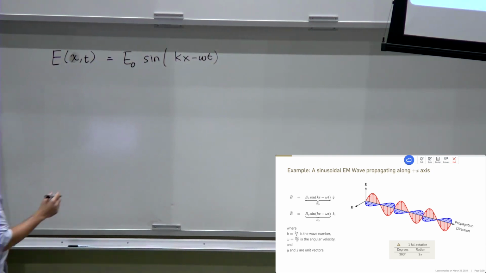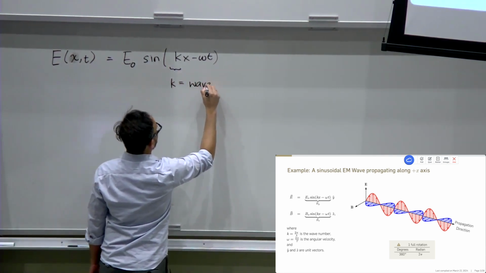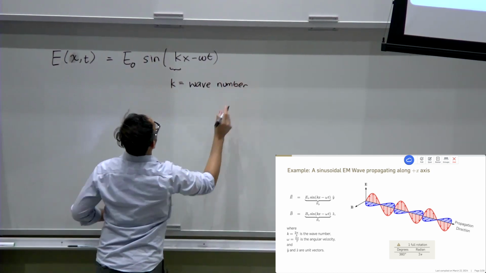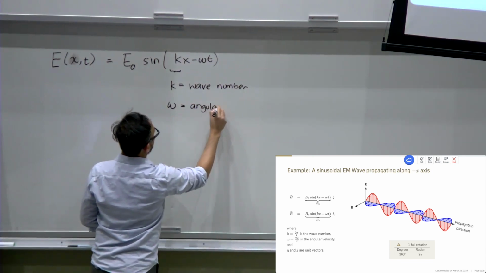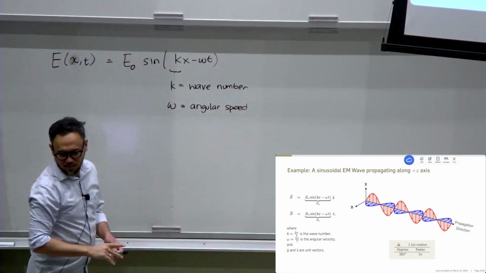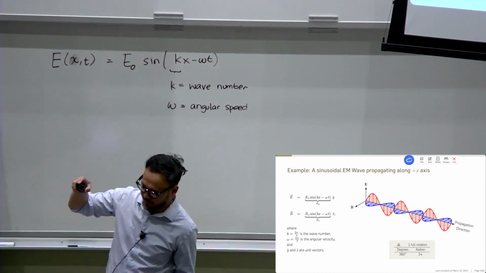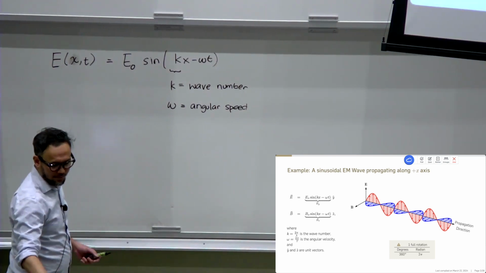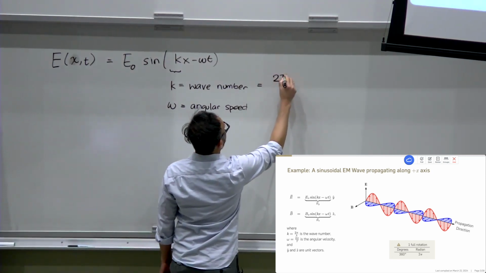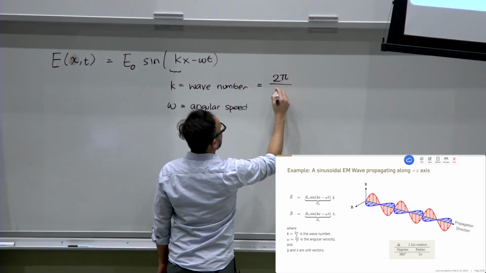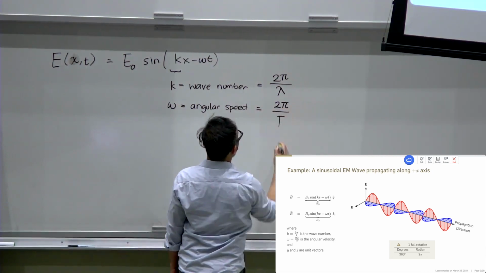No? Okay. So k is what we call the wave number, and omega is, I think, the angular frequency. Sorry, you should let me know. Actually, my Zoom is frozen here. And then k is equal to 2 pi divided by lambda, and omega is equal to 2 pi divided by the period.